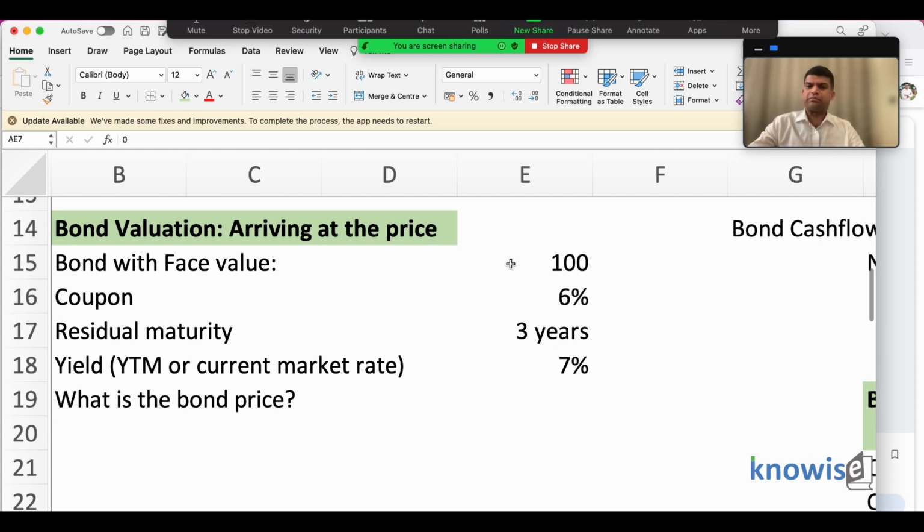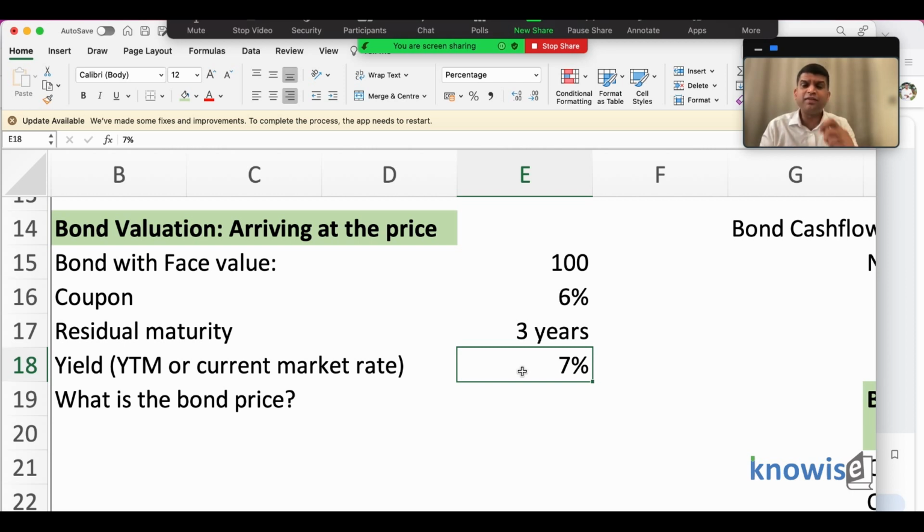Now, let us say a bond has a face value of rupees 100, a coupon of 6%, and a residual, or leftover, maturity of 3 years, and the YTM, or the current market rate, is 7%. Using this, what is the bond price, or what is the intrinsic value of the bond?